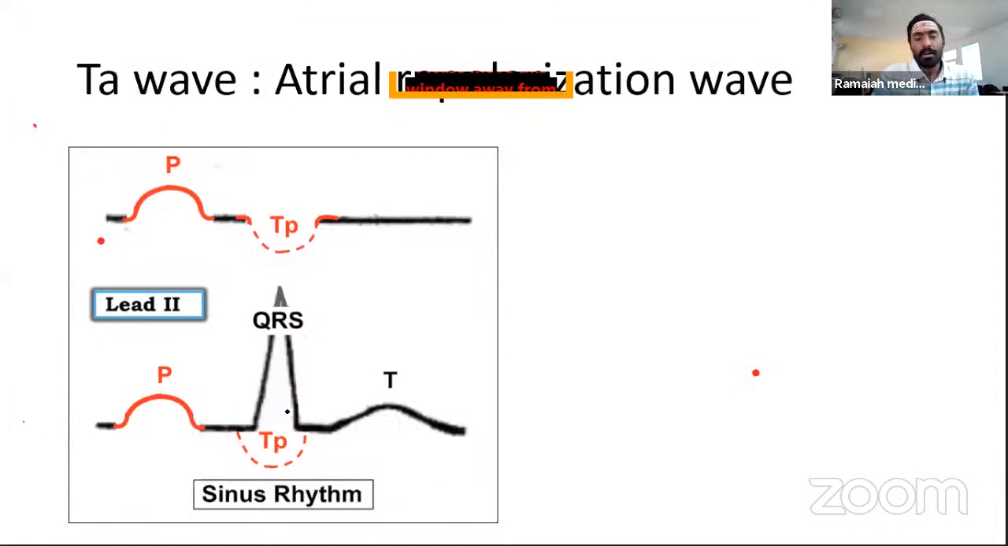So once we have understood all the waves, we will come to what the ECG paper is. We'll see the intervals and segments after this. Once we understand that, we will go to the axis calculation and the interpretation of a normal ECG.